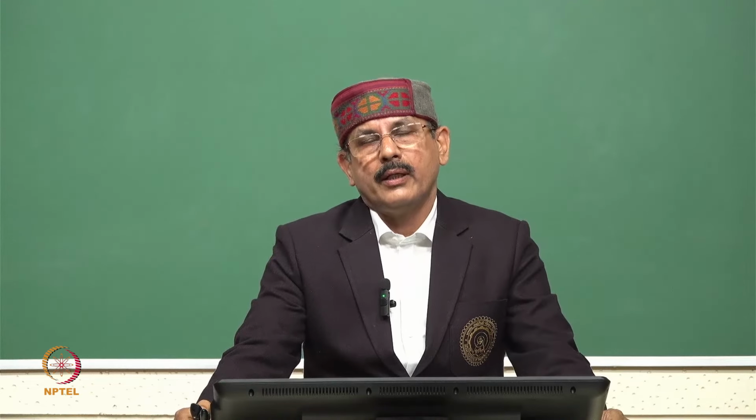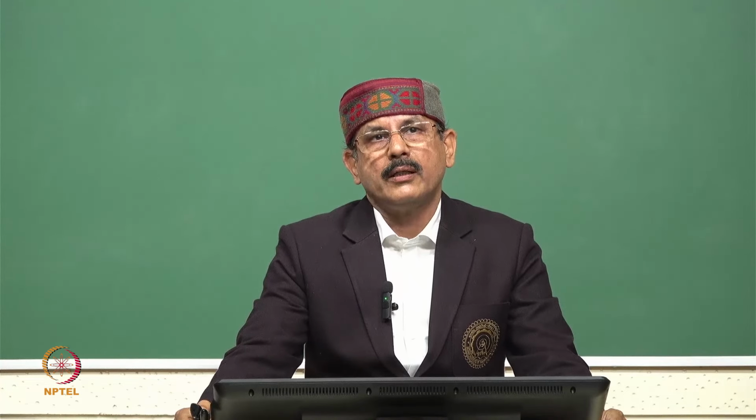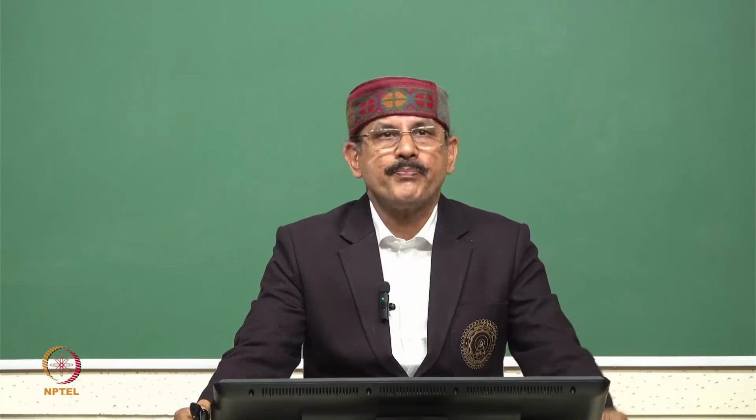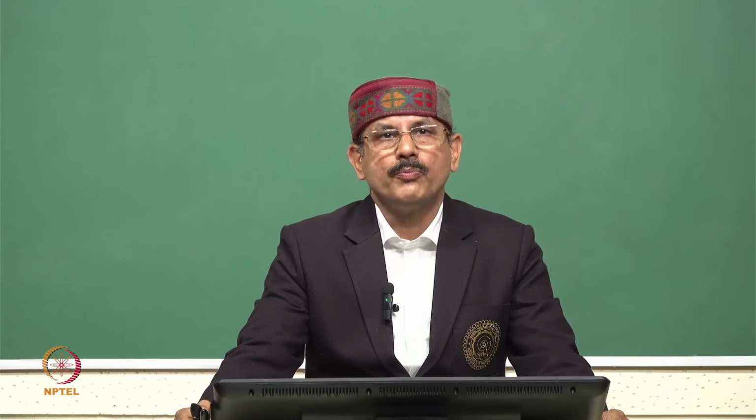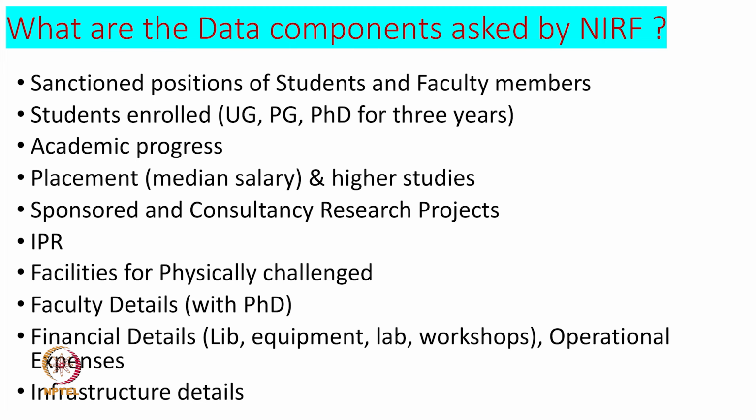Now when you talk about NIRF, it collects data from the institutions, from multiple sources. It is the institute that has to provide this information to the NIRF portal. So what are the data components asked by NIRF? There are many. One is sanctioned positions for students and faculty members, and student enrollment, both UG, PG, and PhD level, and when they collect the information, they collect it for the last 3 years. They also collect information on academic progress and placement.